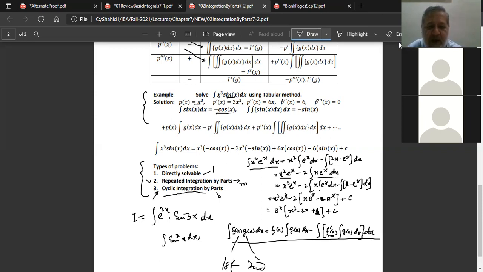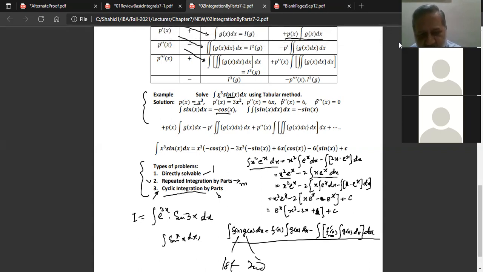And then we have cyclic integration by parts, and there are many problems with cyclic integration by parts. Yes. So that's it for today, and I will continue discussing some problems related to today's lecture. That means the three types of integration by parts.